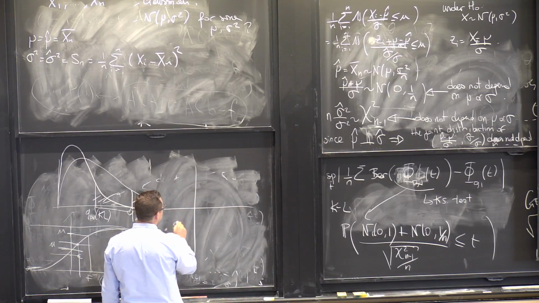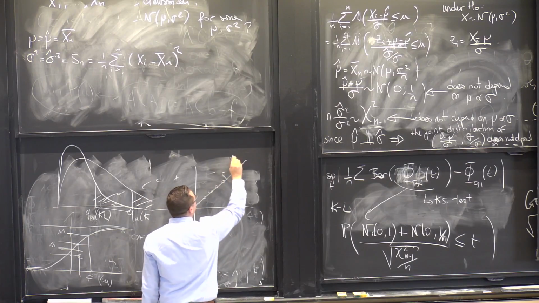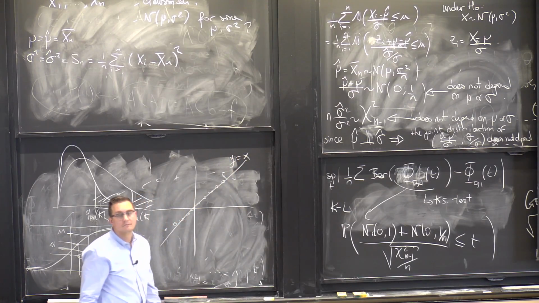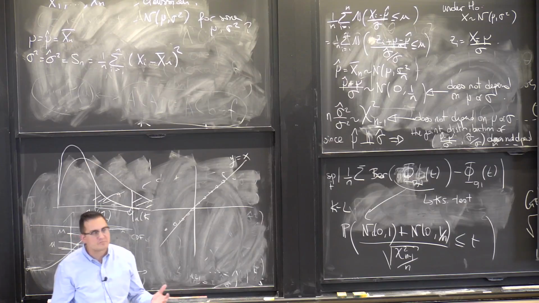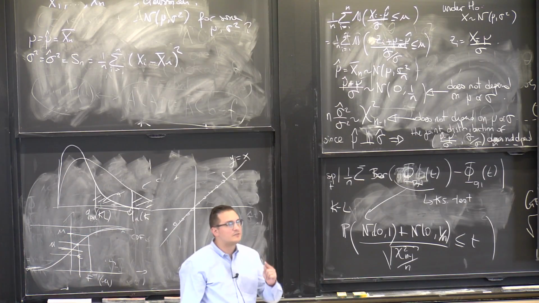Something where all my points are very close to the line y equals x, right? I'm going to have some fluctuations, but something very close to this. Now, that's if f is exactly the right one.